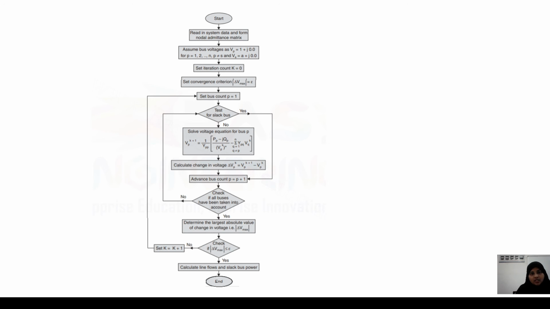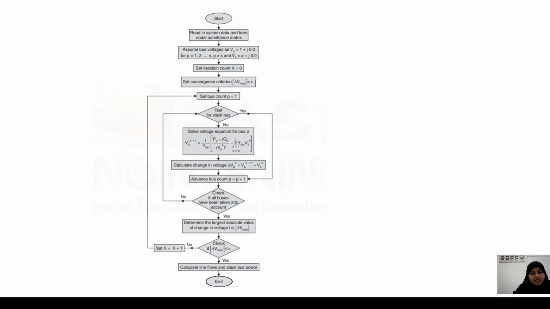The flow chart for the Gauss method is: first start by reading system data, form the nodal admittance matrix, and assume bus voltages Vp as 1 plus j0 and Vs as A plus j0. Set the iteration count k equal to 0. Then set the convergence criterion mod of delta Vmax as epsilon. Set bus count p equal to 1. Test for slack bus. Yes means go to advance bus count, p equal to p plus 1.